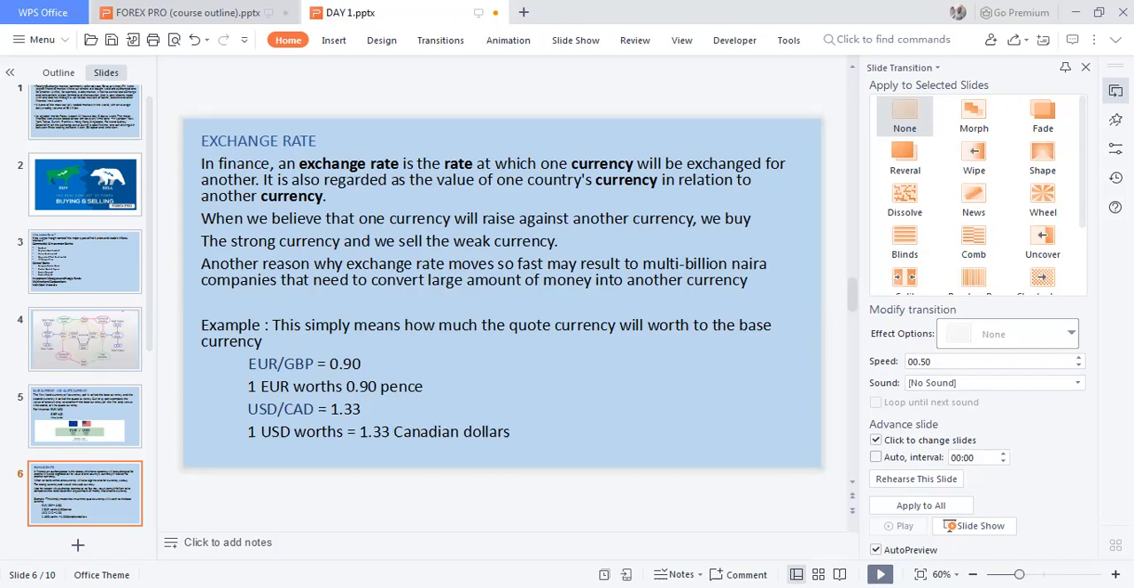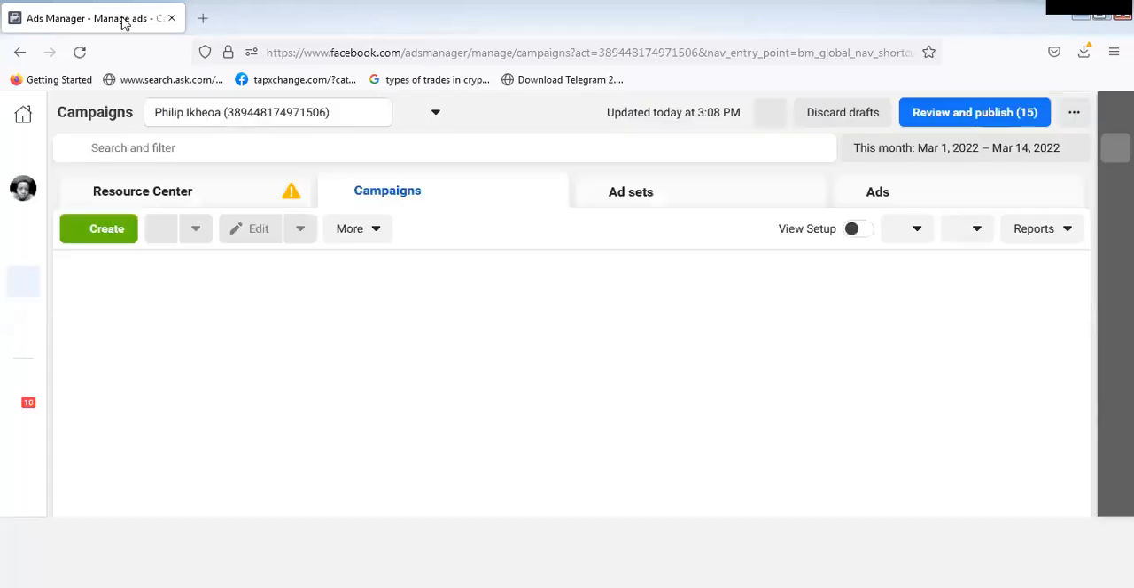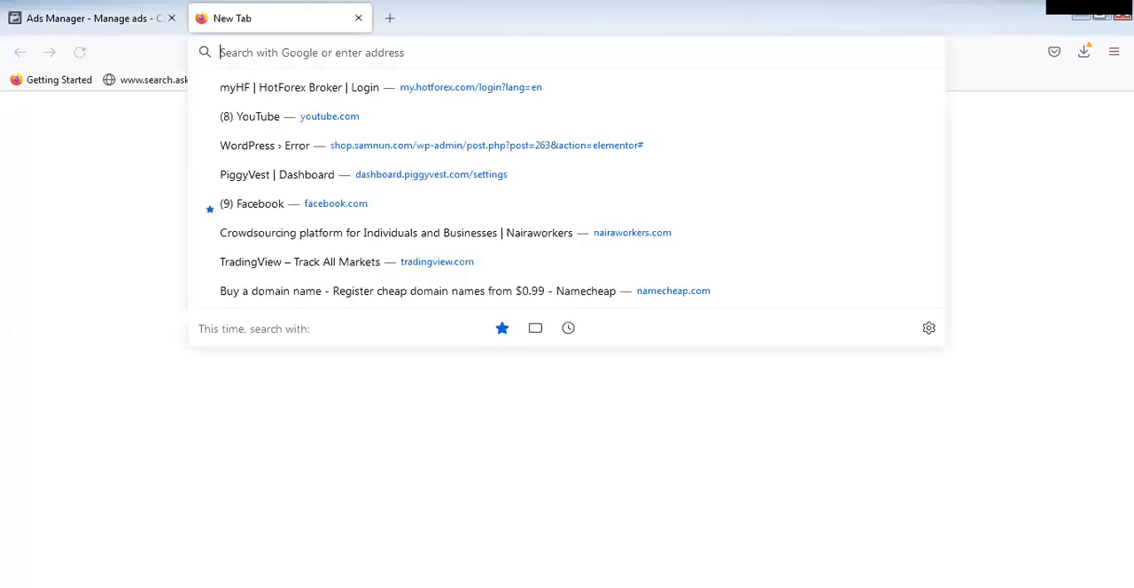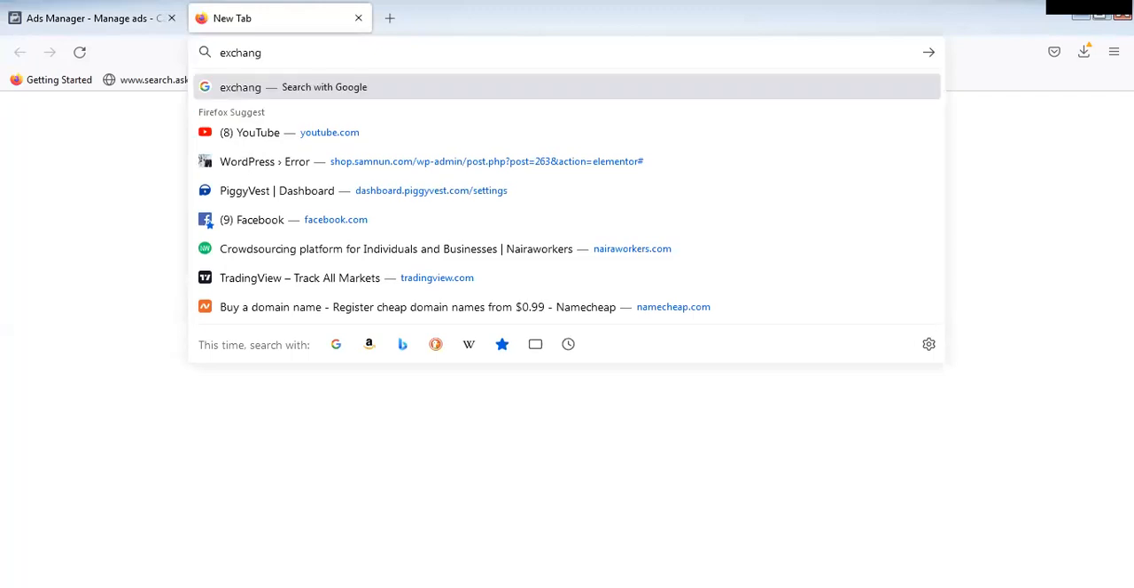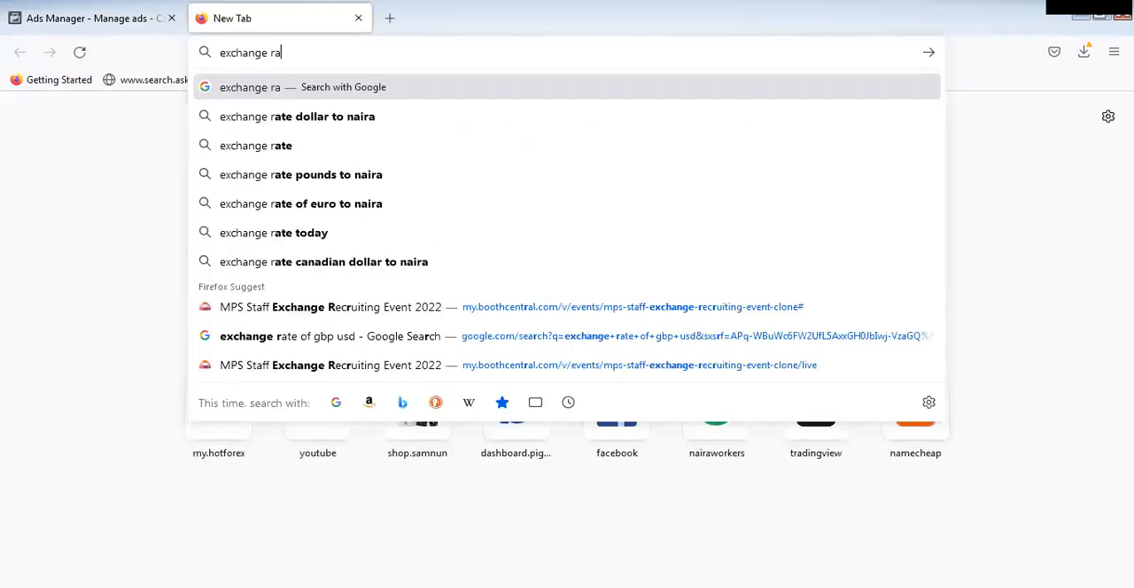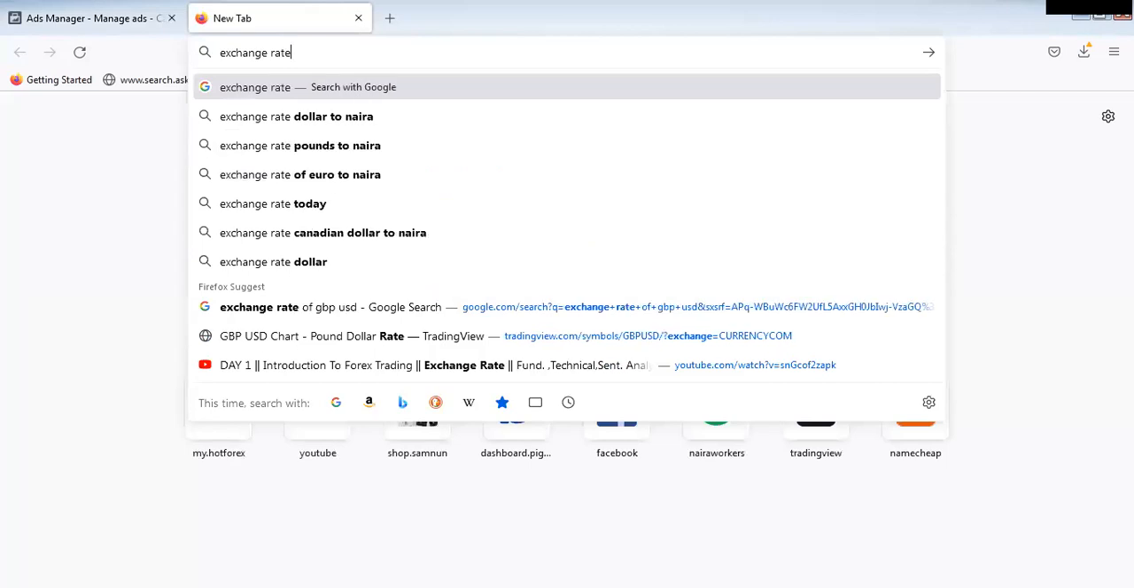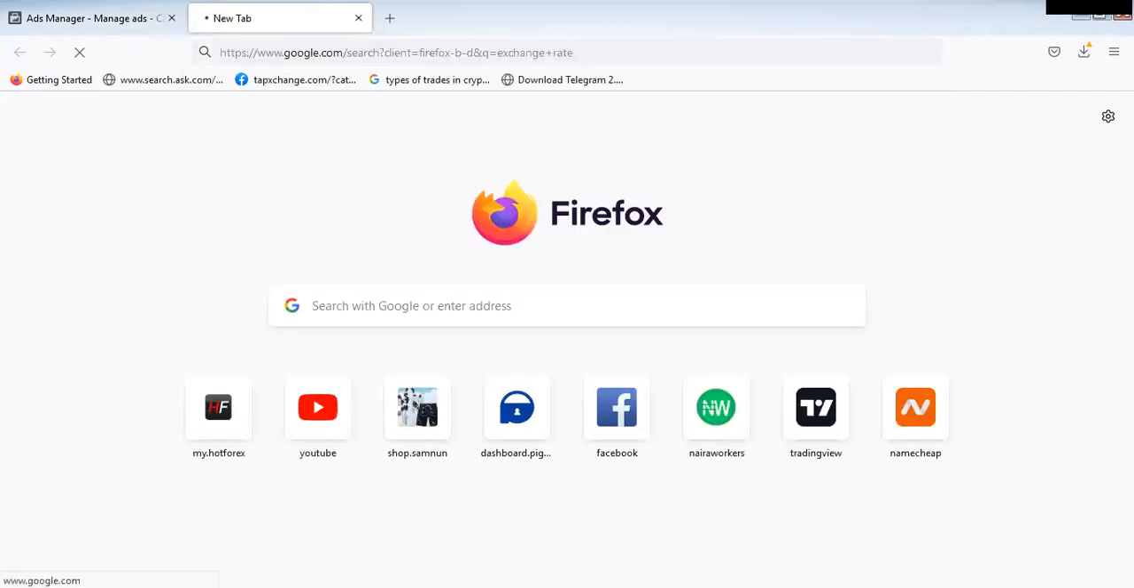Let's go to Google and see examples of exchange rates. Now, come here and type exchange rates. So if I click on exchange rate, I can just type the exchange rate of GBP/USD.